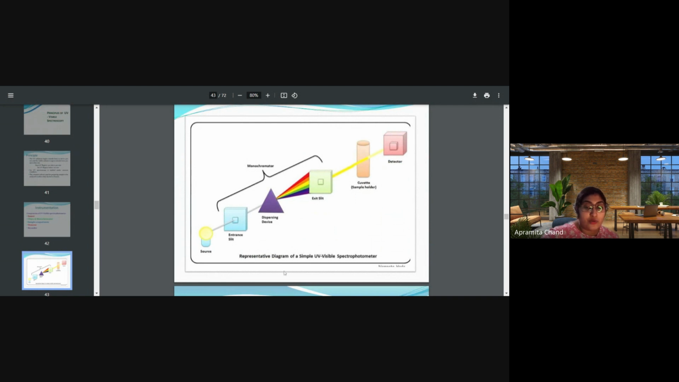So a simple UV visible spectrophotometer you can represent this way. You can have a source. How will you put the radiation? So there'll be a slit, there'll be a dispersing device, then that particular radiation will fall on the sample holder or the cuvette, and finally it will fall on the detector. So this is a very simple schematic diagram.